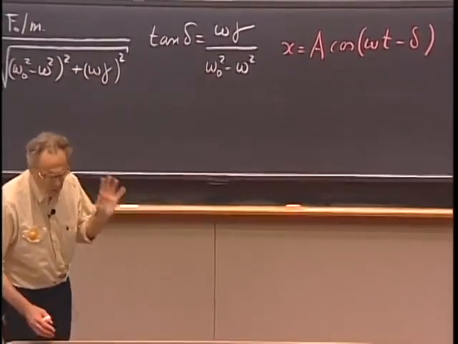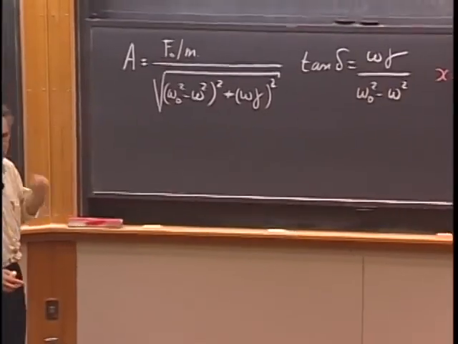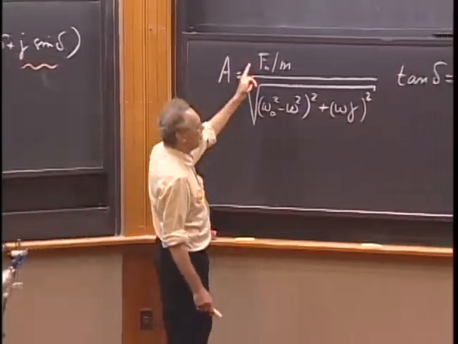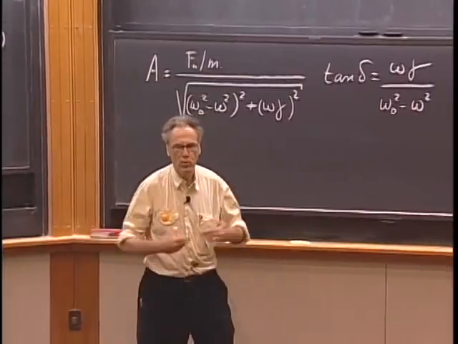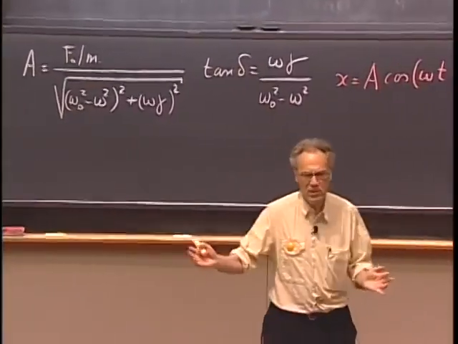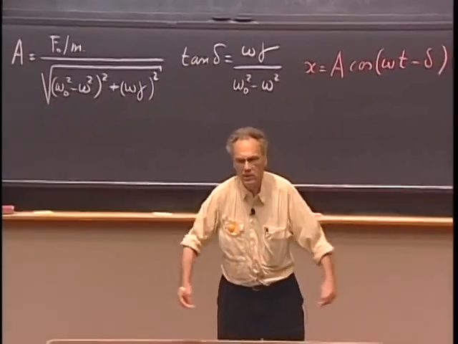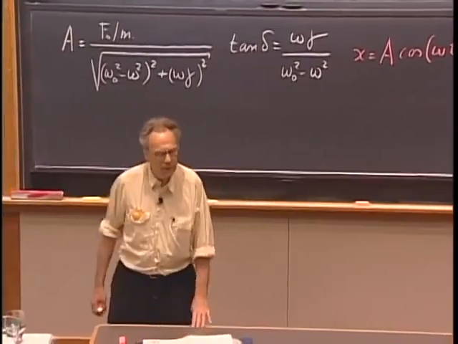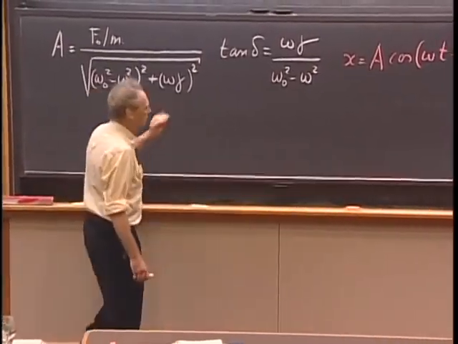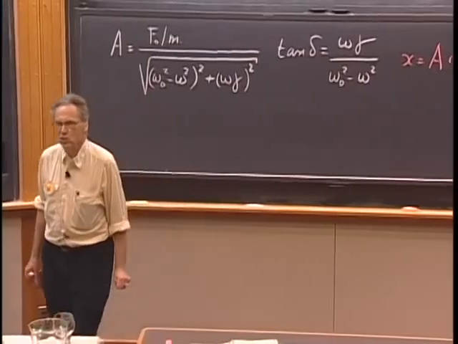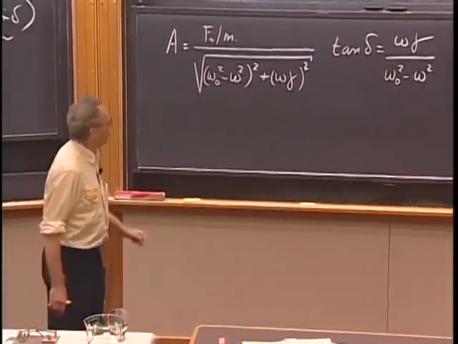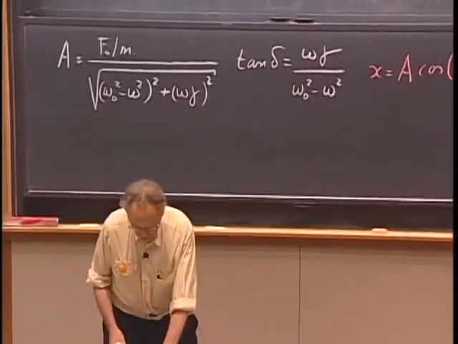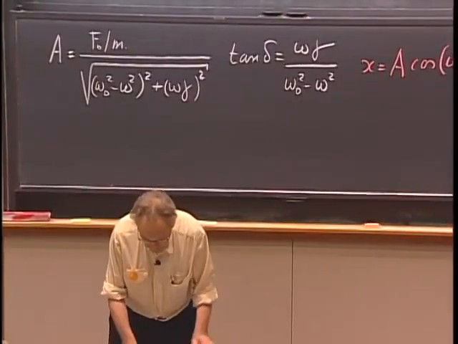So now we're going to look at A and try to understand the complexity of that amplitude. For one thing, it is pleasing that F0 is upstairs. It is intuitively pleasing that if the force that you apply becomes larger, the amplitude will become larger. That's reasonable. It is also pleasing to see that there is a gamma here downstairs. That means if there is a huge amount of damping, you don't expect A to be very large. So that's also pleasing, that you see a gamma downstairs.